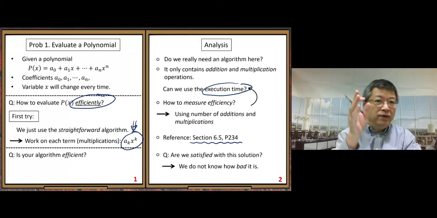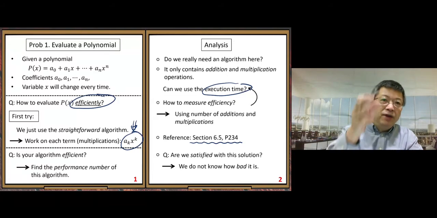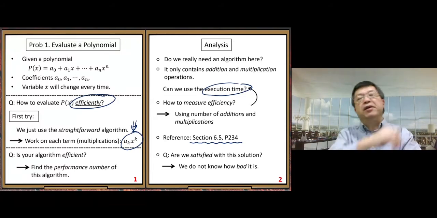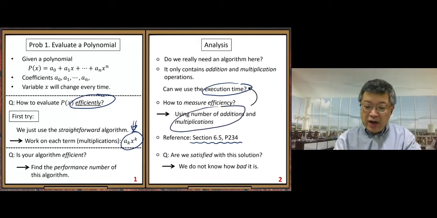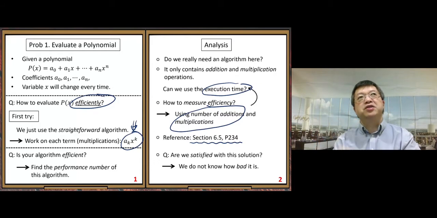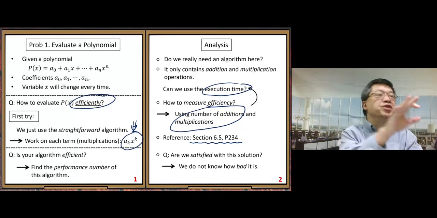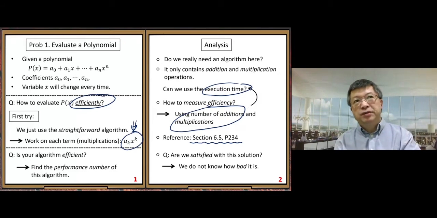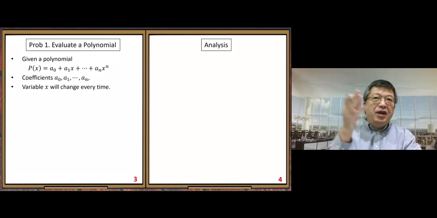Okay, so the next step, what should we do? Next step, find the performance number of this algorithm. The number we already discussed, right? Number of additions and multiplications. That one we use as our performance number. So we can do objective comparison. So next, we need to get that number. All right, so let's do analysis.